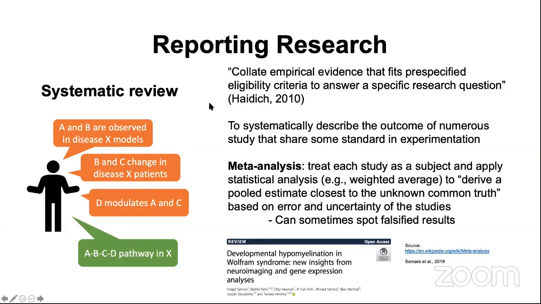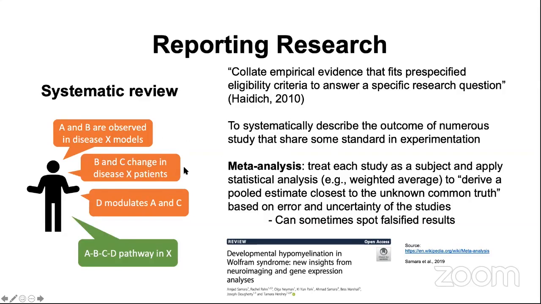Well, basically, in a single research article, you're looking at a piece of information that is kind of distant from others. One hypothetical example: we're looking at 3 individual papers. The first paper says we found that A and B are observed in disease X. Another paper says B and C are changing in disease X patients. And the third paper says we found that D can modulate the levels of A and C.